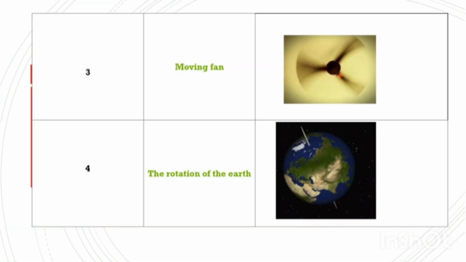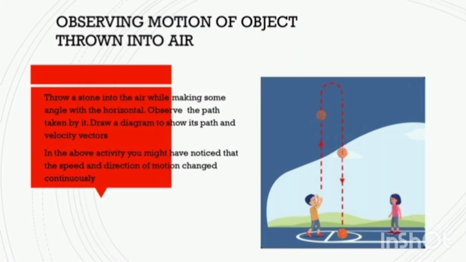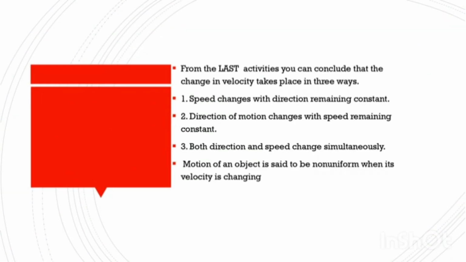Now let us see the motion of an object when it is thrown into the air. For this, let's throw a stone into the air, making some angle with the horizontal. Observe the path taken by it. Draw a diagram to show its path and velocity vectors. In the above activity, you might have noticed that the speed and direction of motion changed continuously.